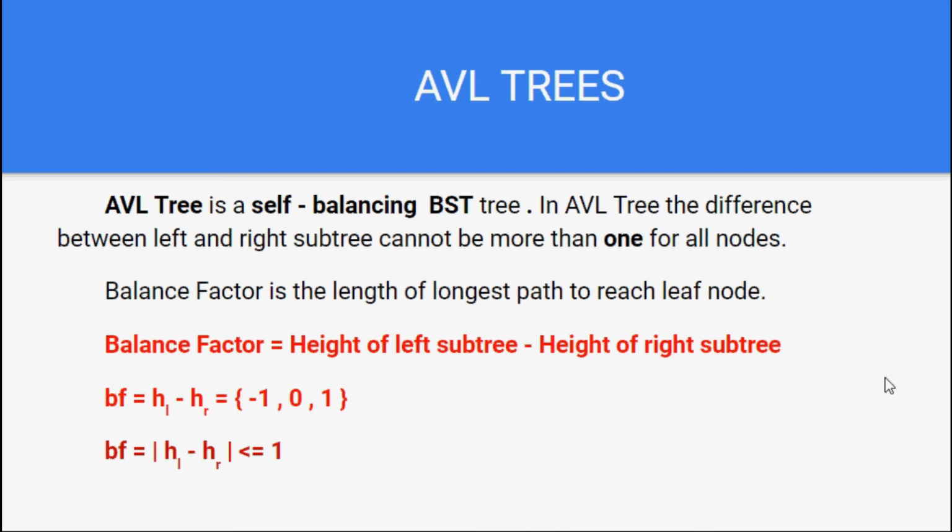Its value can be -1, 0 or 1. If you can notice, this is a mathematical notation, -1, 0 and 1, enclosed in curly brackets, which means we are not talking about a set. We are talking about whole numbers. That means its balance factor value could either be -1, it could be 0, or it could be 1. Now, what is the balance factor? That is height of left subtree minus height of right subtree. It should be less than or equal to 1 in absolute terms, because we are also counting -1.